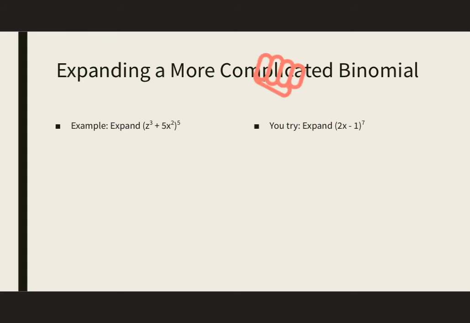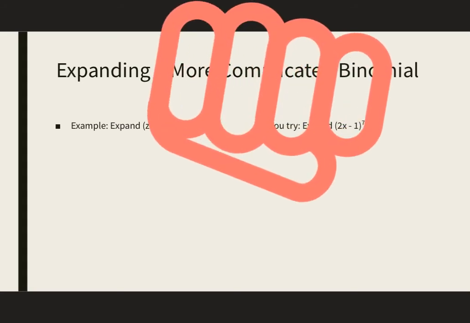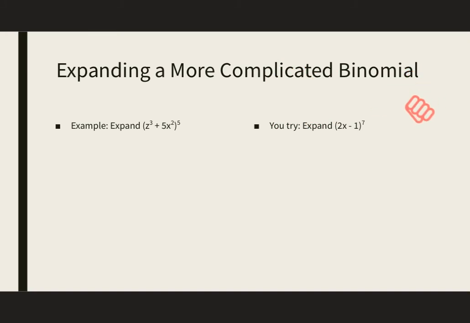Let's learn how to expand a more complicated binomial. Here's our final example. We're expanding (z cubed + 5x squared) to the 5th power. All right, now we could just choose any method we want. We could use Pascal's triangle. We could use the nCr option in our calculator with that 5th power.